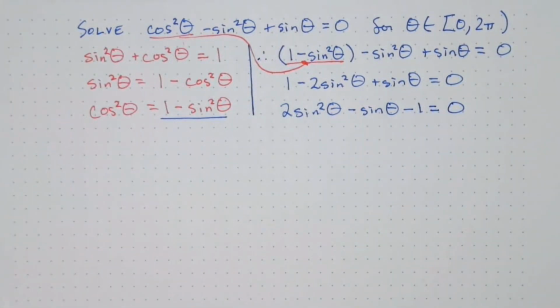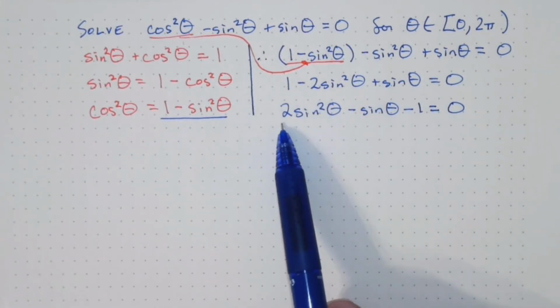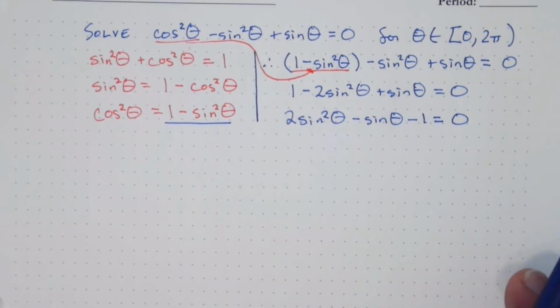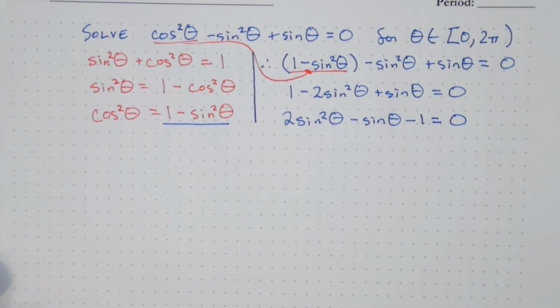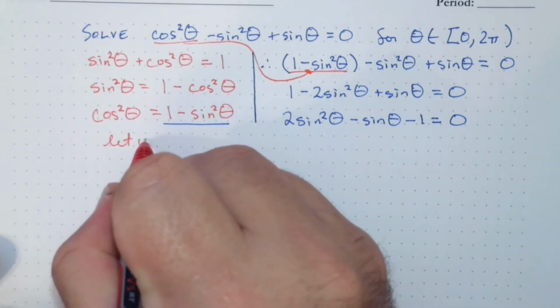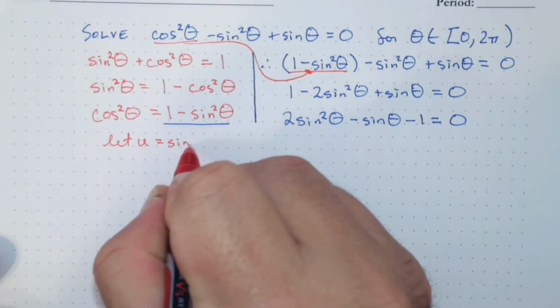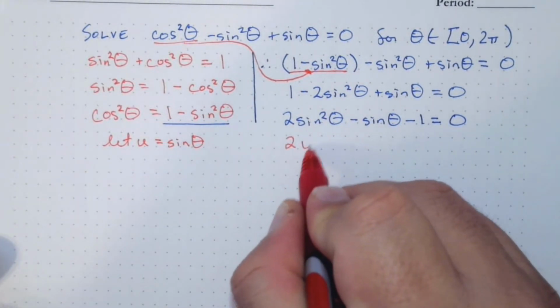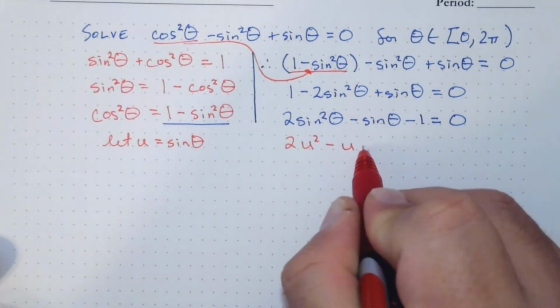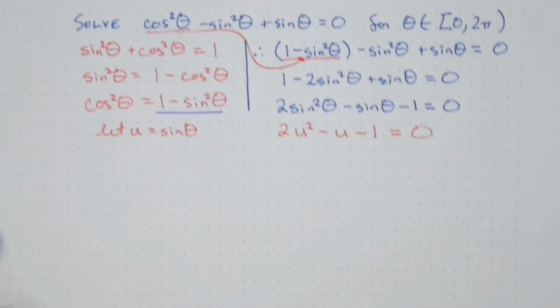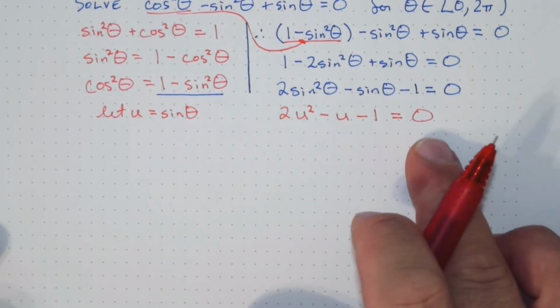I just multiplied everything on both sides by -1. I don't like for my leading term to be negative, right? But you could leave it if you don't mind negatives. Okay. Next, we'll do our u substitution, right? And we're going to say let u equal the sine of theta. So that's going to give me 2u squared minus u minus 1 equals 0. Okay. Now I have this quadratic form.